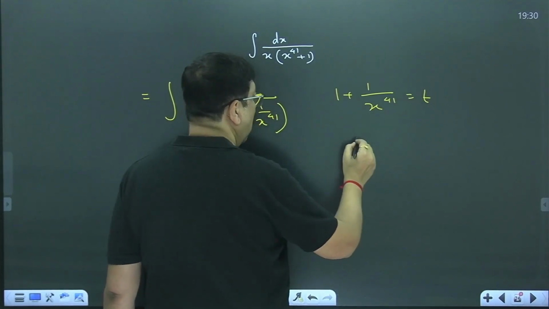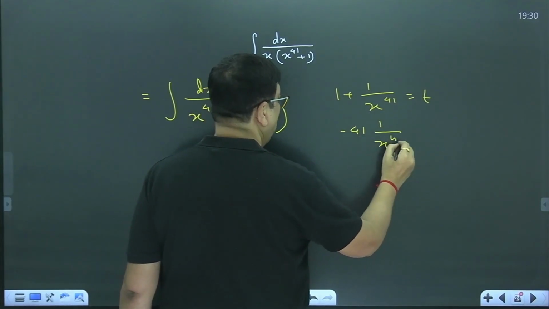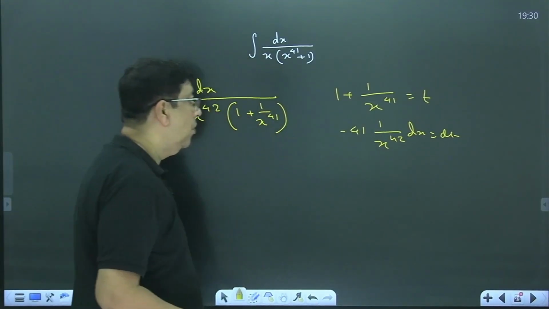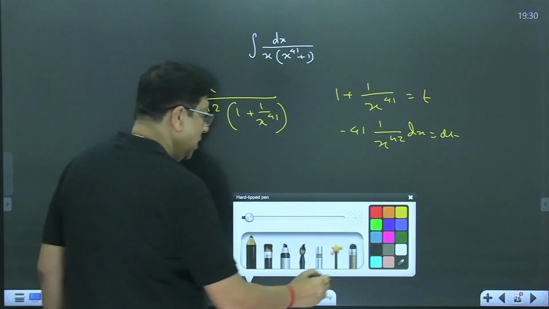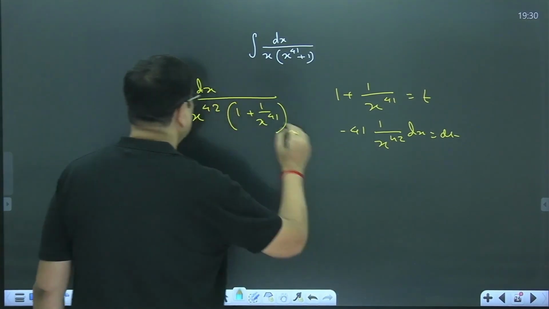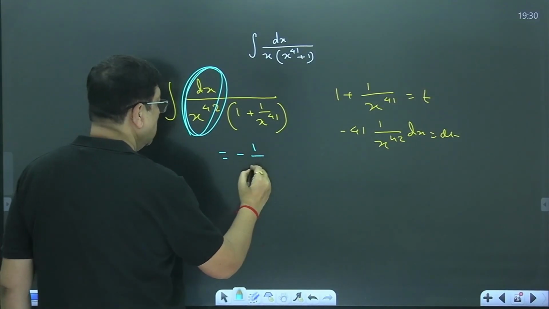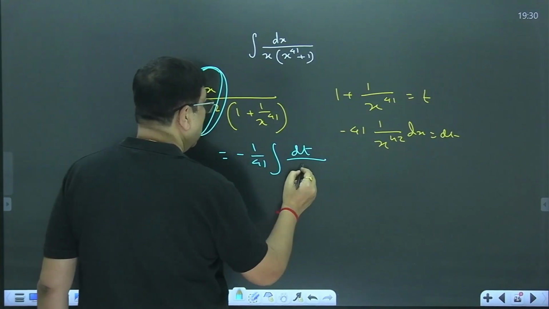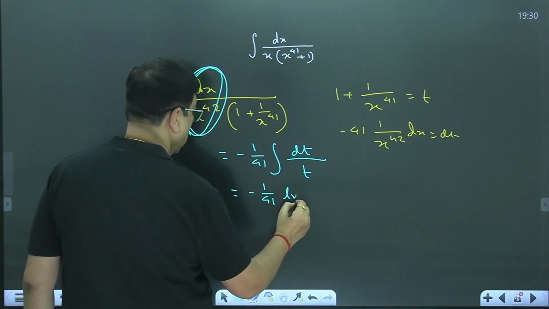What will be its derivative? Minus 41 into 1 by x to the power 42 dx equal to dt. Therefore, everybody see and understand that dx by x to the power 42 is replaced in terms of minus 1 by 41 dt. So dt by t, we are getting log t plus c.